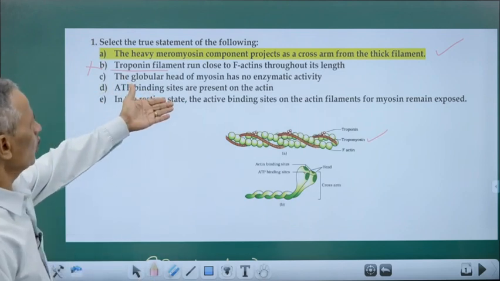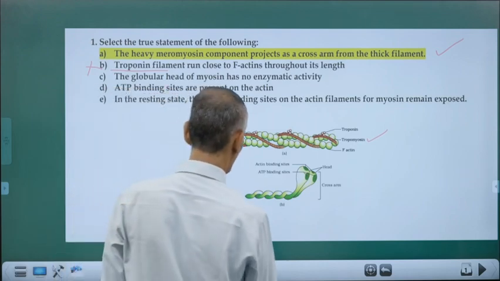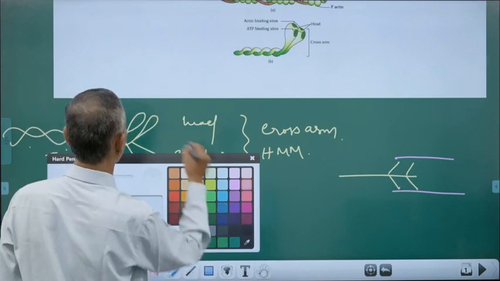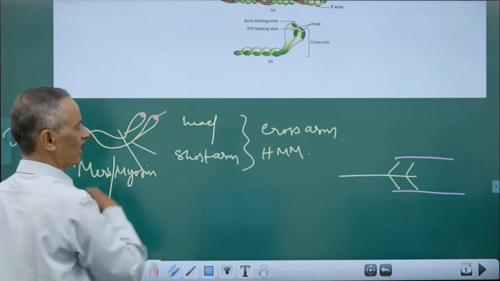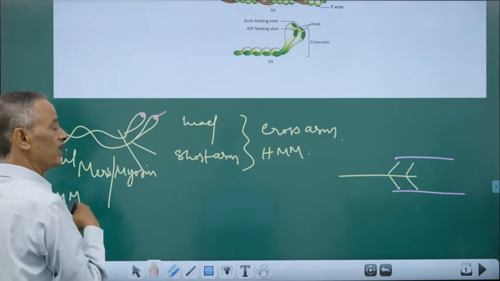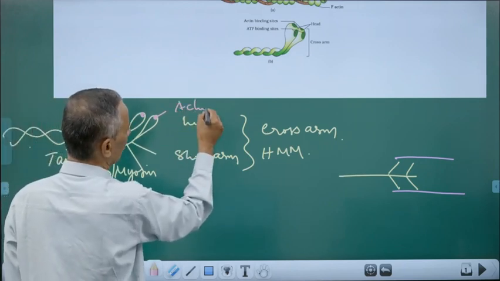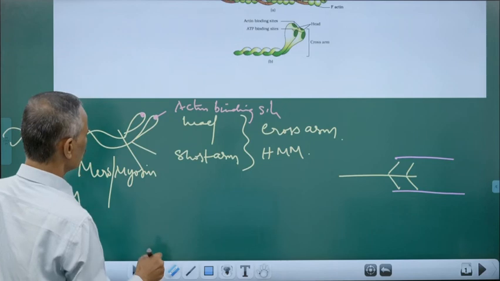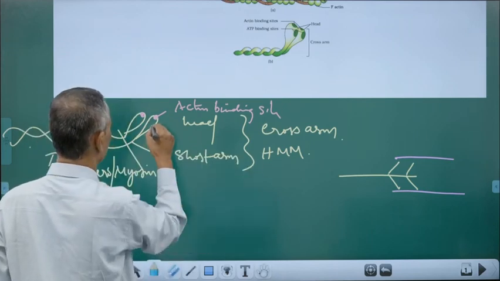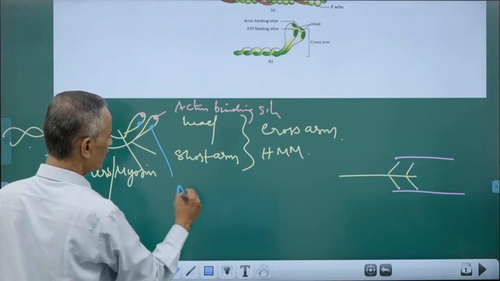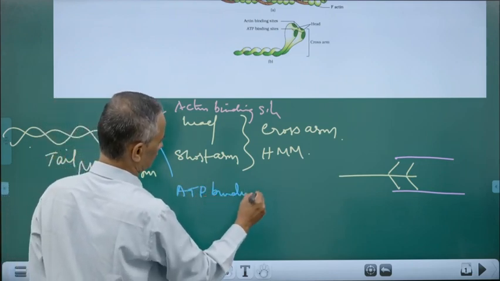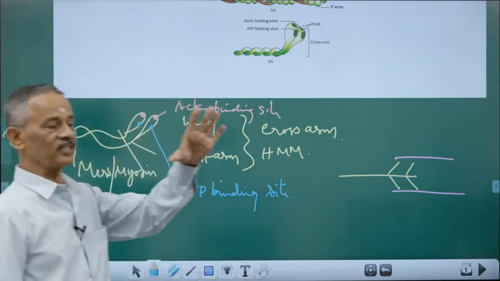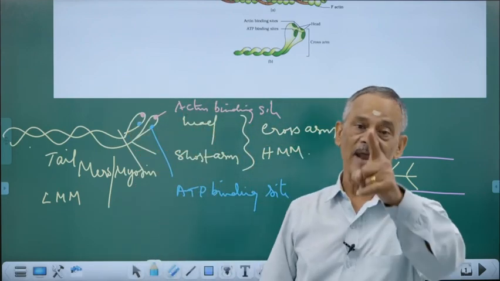Globular head of myosin has no enzymatic activity. No. In the head, you are having two sites, very important sites. One, the site by which it comes in contact with the thin filament. So we call it as actin binding site. And very close to that, there is an ATP binding site. This ATP binding site is also having ATPase activity. It can break ATP and release energy.